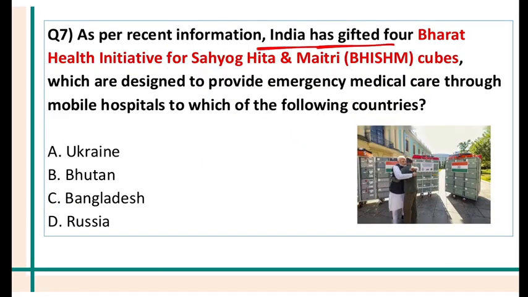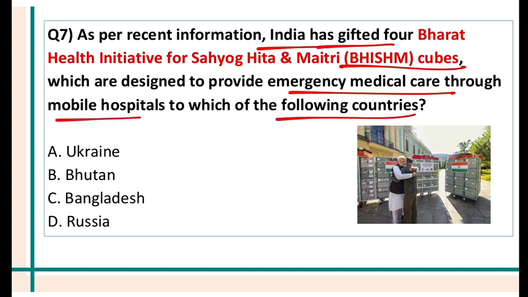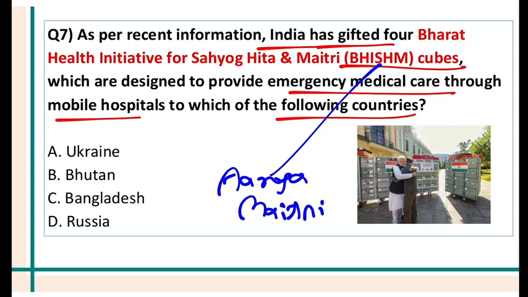India has gifted 4 Bhisham cubes, which are designed to provide emergency medical care through mobile hospitals to which of the following country? So these hospitals are called Arogya, right? There is a name given to it. So these are Arogya Maitri hospitals. You can call it Project Arogya Maitri mobile hospital. There are 72 cubes and they can be fitted together within just 10 minutes and you get a hospital, mobile hospital. So Bhisham cubes will be gifted to Ukraine.